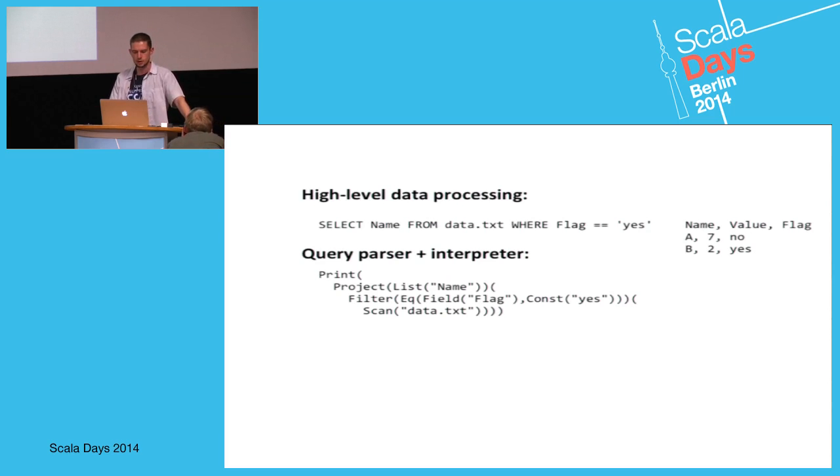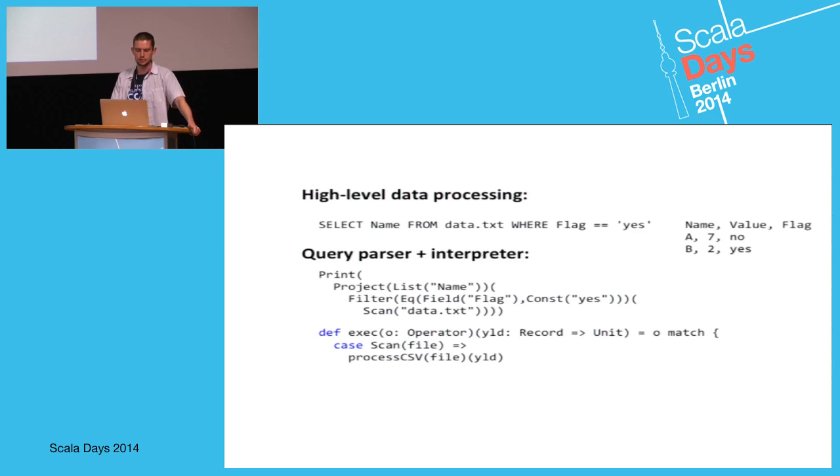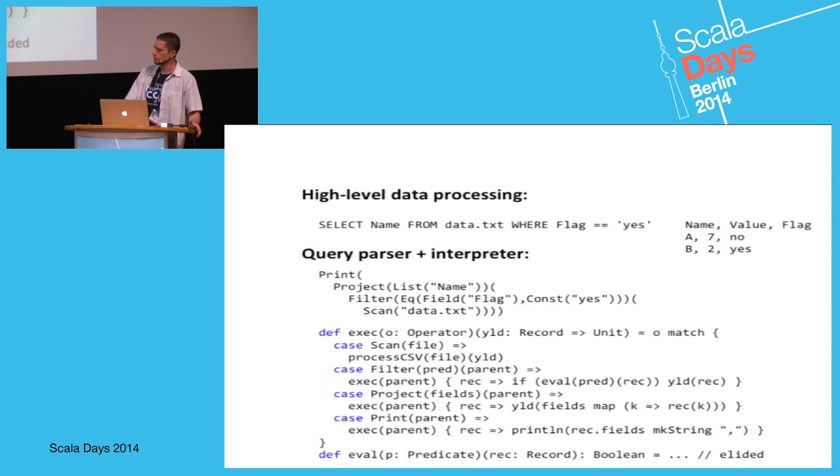So how do we implement this? Well, we write a little interpreter, right? So we have this exec method here, which takes an operator and, again, a closure. And our scan operator is just calling the previous process CSV method that we had before, right? So this is all pretty simple. And just in the same way, we can implement the other operators here. So filter just calls the parent and has a condition in the closure here, so that we continue down the line only if the predicate is true. Projection just works on the fields of the array, and print, well, it just calls print line, right? And of course, we also need an evaluation function here, which evaluates predicates for a given tuple.